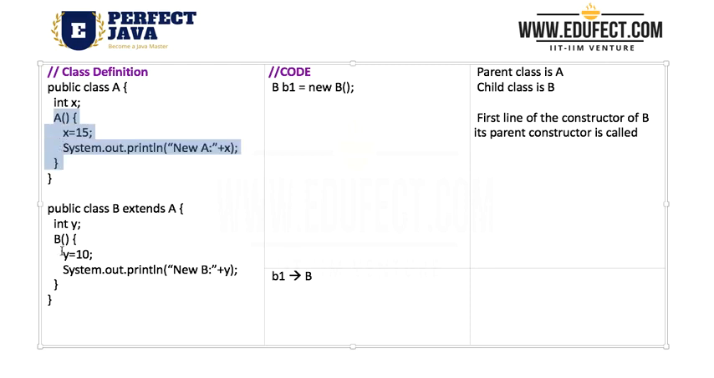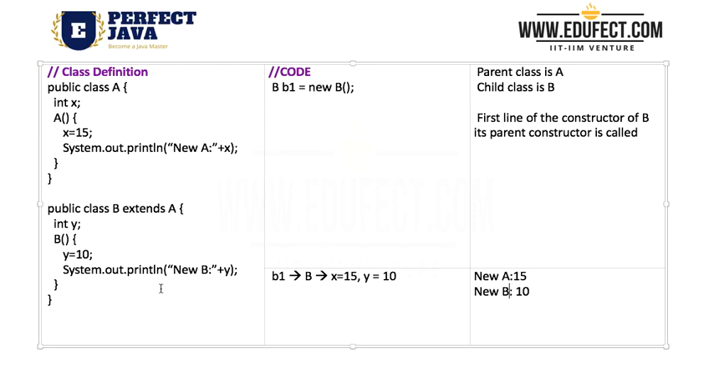So in the first line, which is here, before even y is equal to 10, this constructor of A will be called. So what will happen here? x will get the value 15 here. Then it's saying system.out.println new A plus x. So what will get printed is new A colon 15. Now after this constructor is over, we will come here and now y will get the value 10. And then system.out.println new B colon 10, which is the value of y.